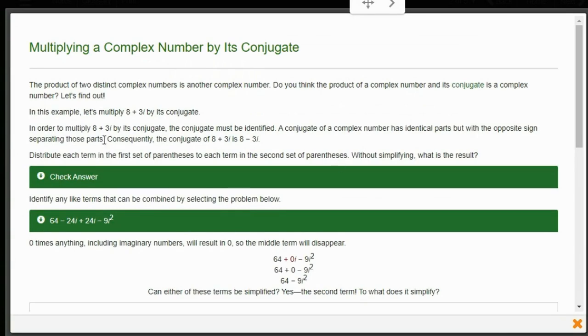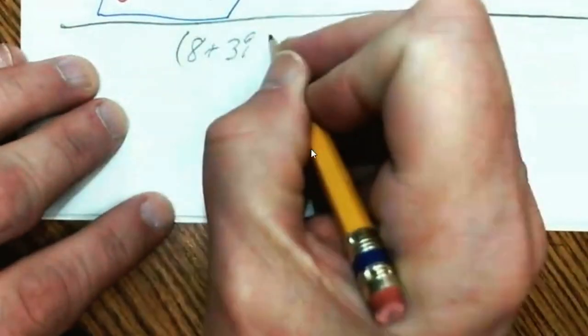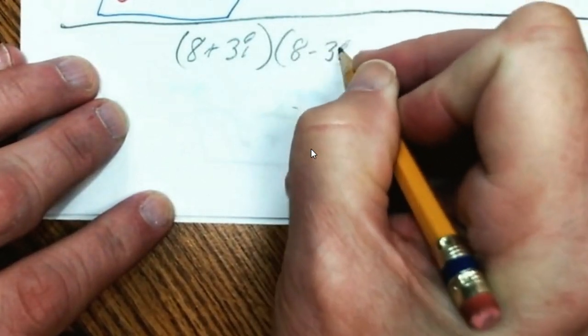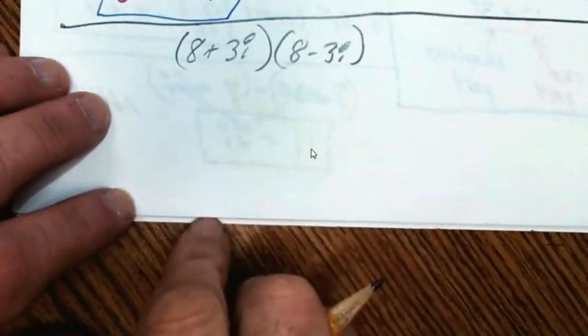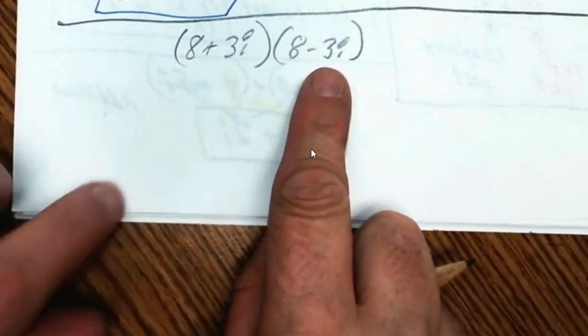It goes away, the imaginary part. It'll go away real nicely. So let's do that one real quick. That'll be our last problem because we're down to the lesson summary. Okay, I have 8 plus 3i, and I'm going to multiply it by its conjugate. Well, we know the conjugate is 8 minus 3i, because that's how conjugate works. Exact same numbers, you just change the sign of the imaginary part.